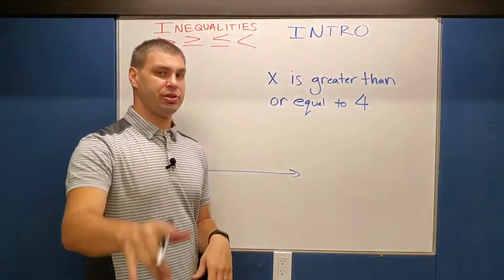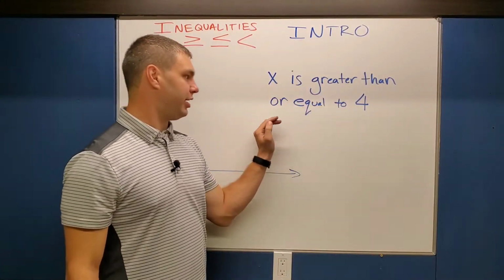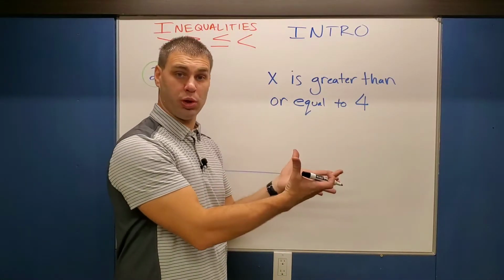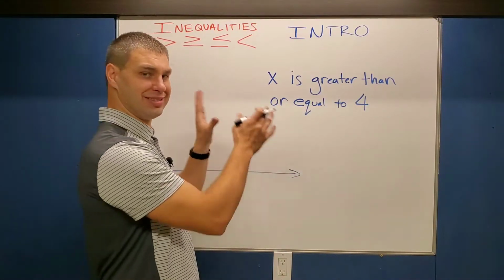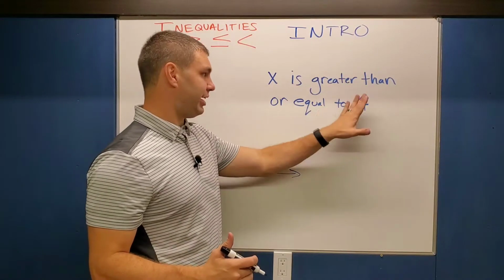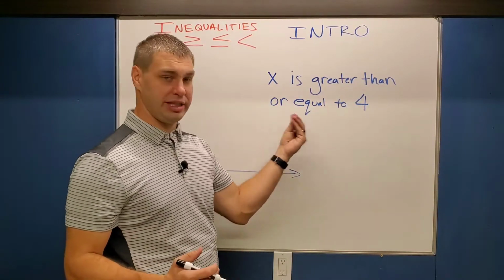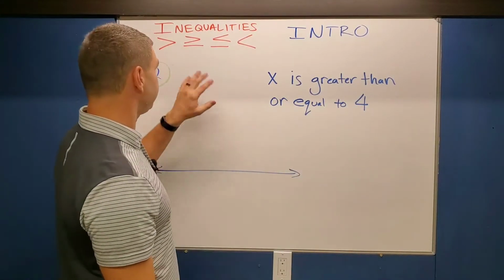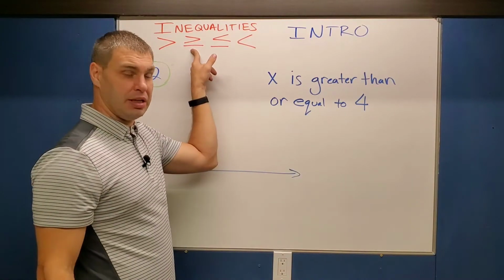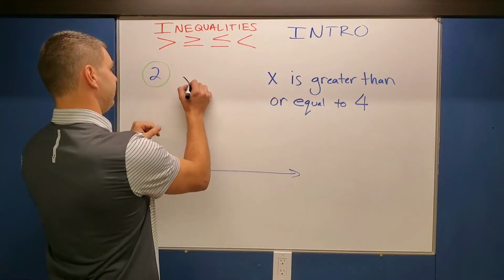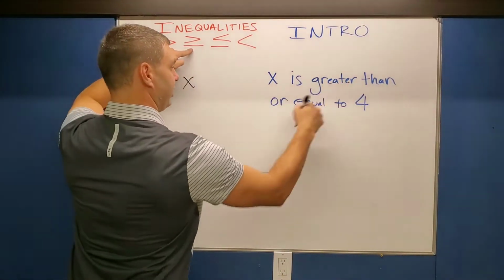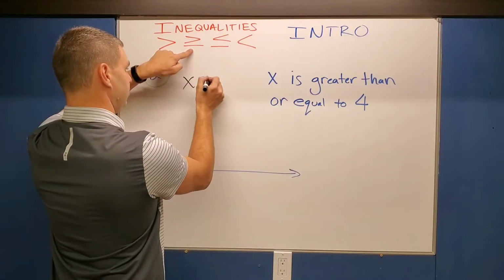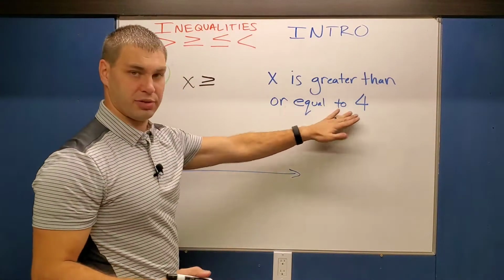Example 2 says x is greater than or equal to 4. This time I gave us the words. So to go from the words to the symbols, again, it's just kind of like it looks, is greater than or equal to. So a greater than or equal to sign is actually this one up here. And so we're going to say x, use that sign, is greater than or equal to, and then of course my 4.